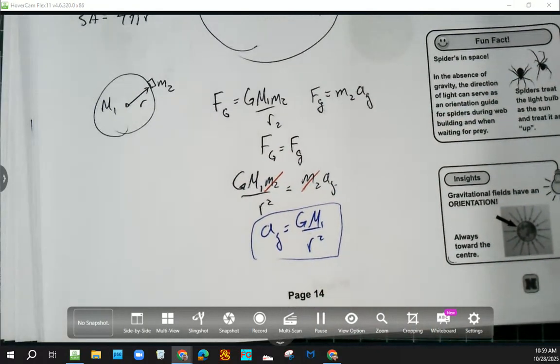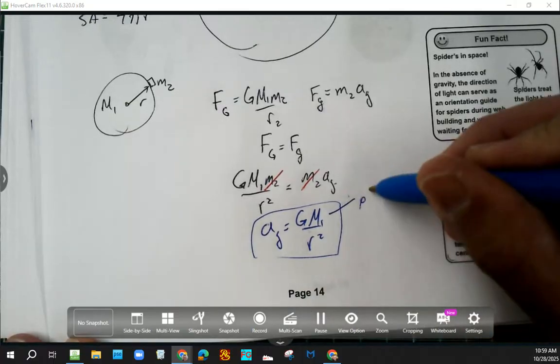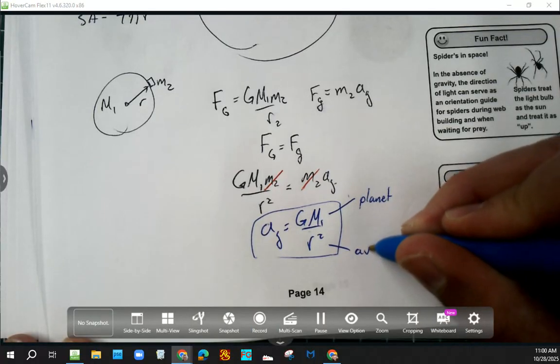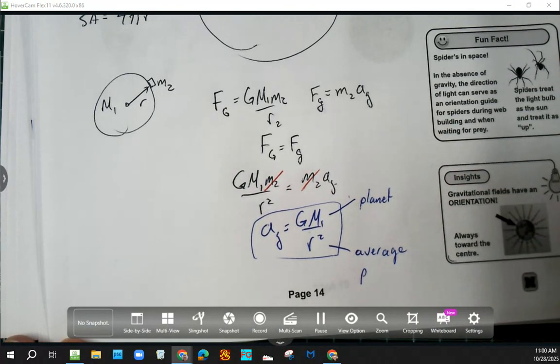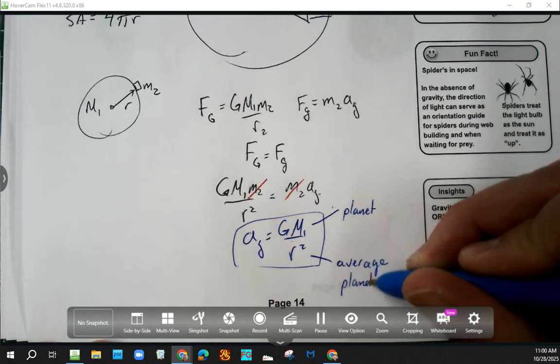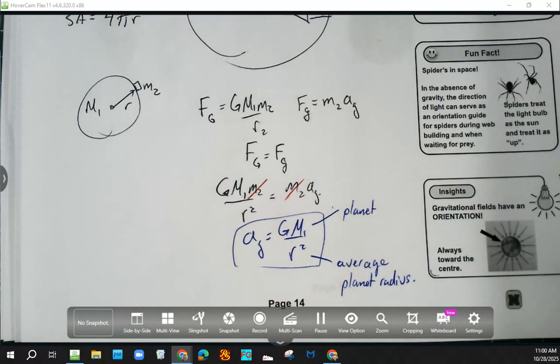In other words, if I knew the mass of Mars and I knew the average planetary radius, remember, most planets are oblate spheroids, but the average planet radius, I could figure out what the gravitational field intensity would be on the surface of Mars. That's kind of cool. I don't even have to go to Mars to know that.